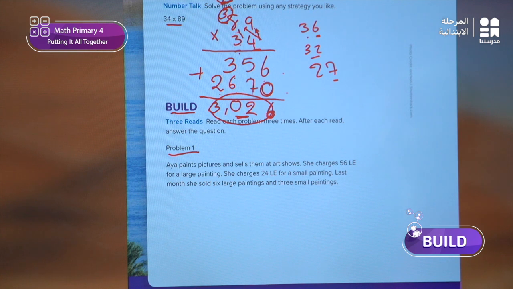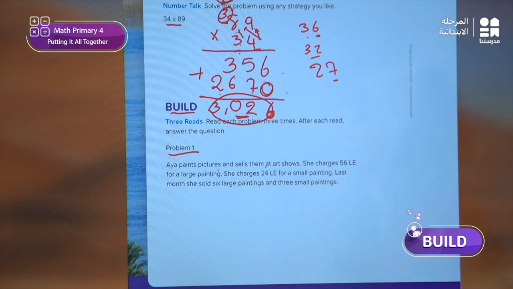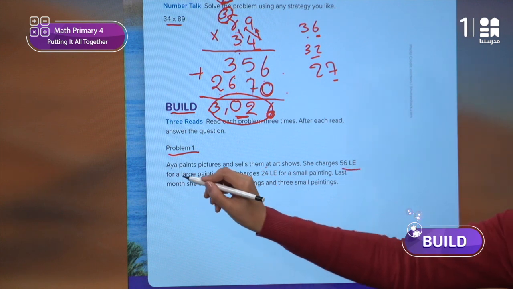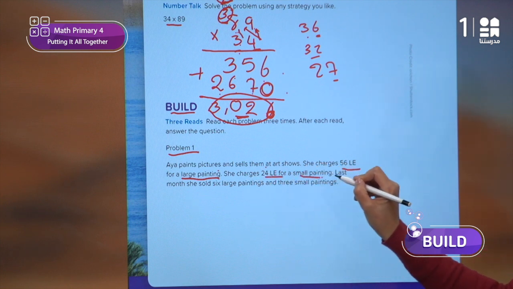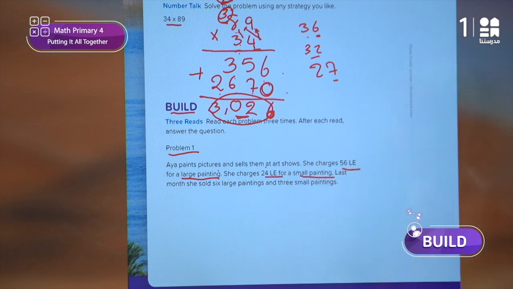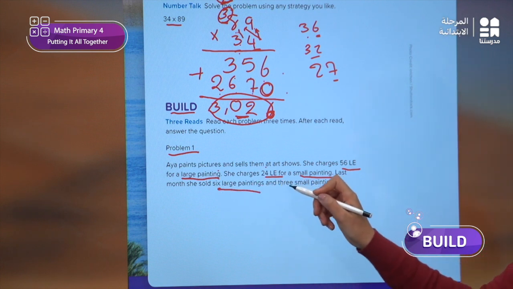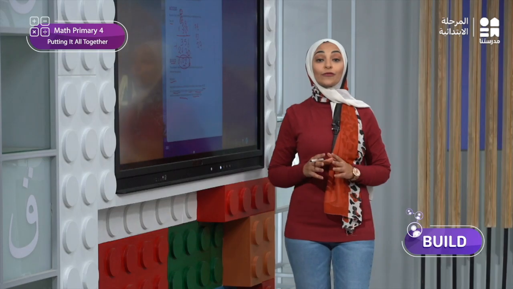Aya paints pictures and sells them at art shows. She charges 56 LE for a large painting and 24 LE for a small painting. Last month she sold 6 large paintings and also 3 small paintings. Now we will understand from the first reading.